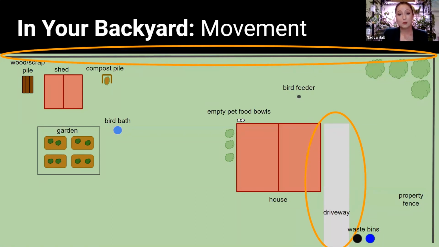Also, an animal that's been hit by a car, if it's injured, can also become aggressive, right? They're fearful in that moment. So we don't want to produce those instances.